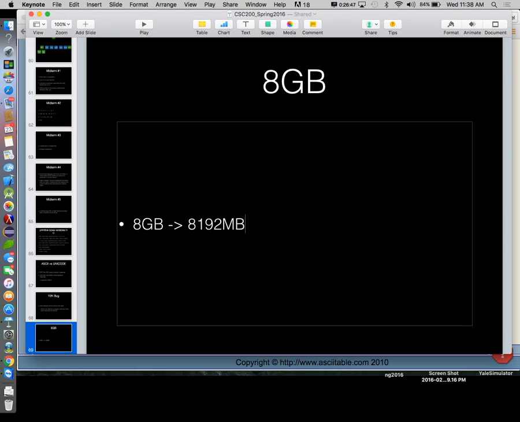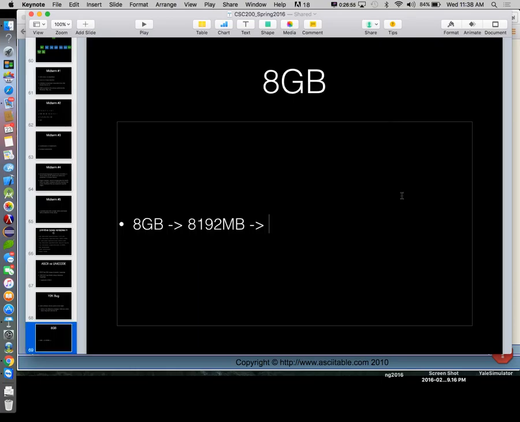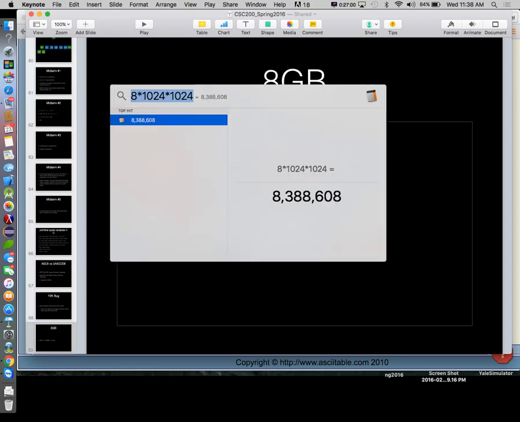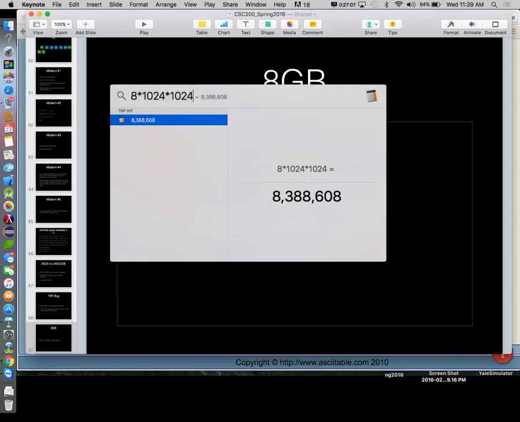8192 megabytes, which is how many kilobytes? Times 1024. That's 8,388,608 kilobytes. Then we multiply that by 1024. That's bytes. I'm not going to write that one down. Then we multiply that by 8. That's bits. That's the number of bits that your 8 gigabytes of memory can store.